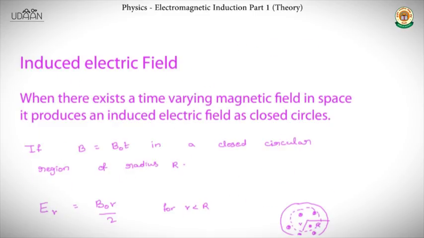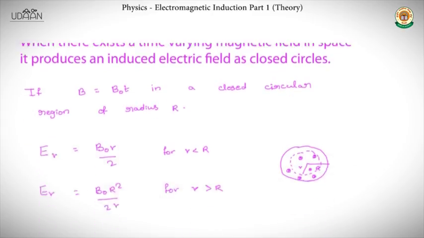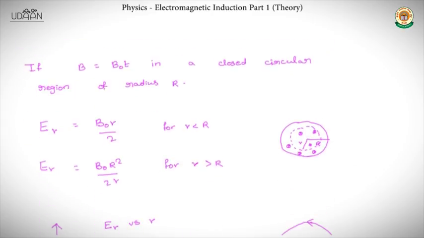The flux can be changed by two methods. Flux is nothing but B into A, right? So the flux can be changed by changing B or by changing A. If B, the magnetic field, is changed, there will be an induced electric field. This induced electric field will be in closed loops. For example, if B is changing linearly with time as B naught into t, there are two relations to find the induced electric field at a distance r.